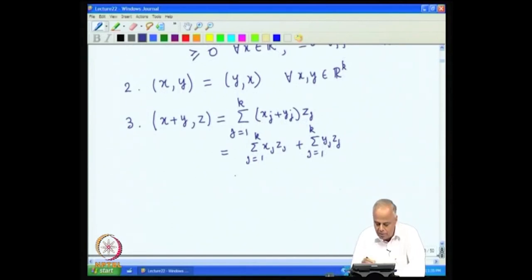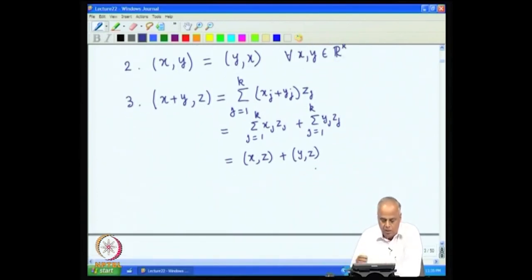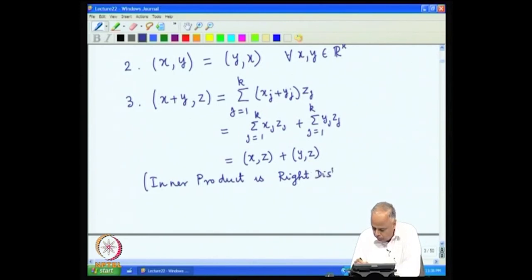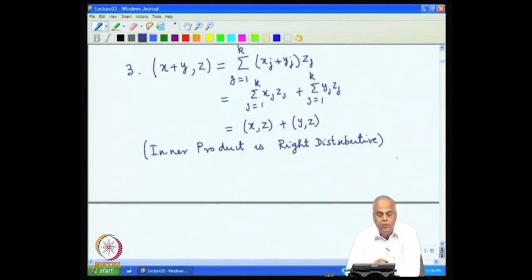But this first sum is nothing but the inner product of x with z, plus the second term, which is the inner product of y with z. This simply boils down to saying that this inner product is distributive from the right. (x plus y, z) is (x, z) plus (y, z). So, we will say the inner product is right distributive. This is the effect of addition, interpreted with respect to the inner product.